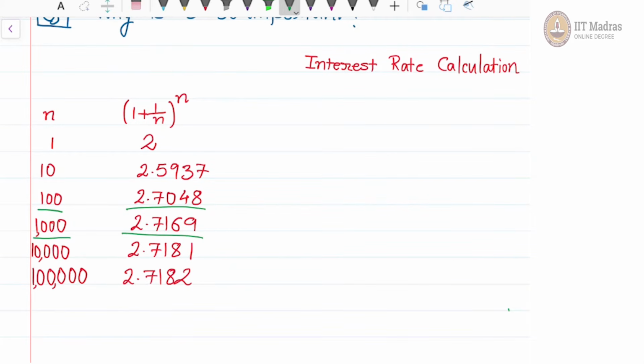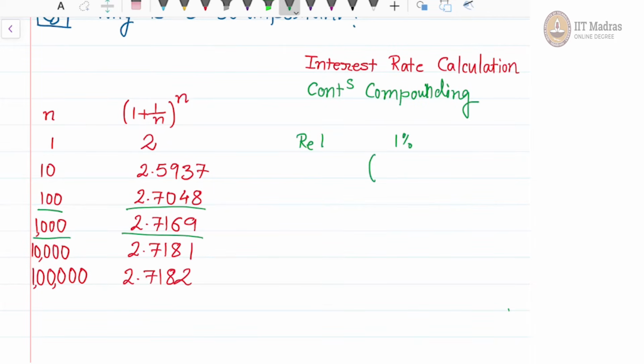Another aspect in which e becomes very crucial is interest rate calculations. You must have heard the term continuous compounding, and continuous compounding actually means taking exponents with respect to e. Let me demonstrate it in this manner. Let us say you have invested rupee 1 in a bank, and the bank is offering 1% interest rate, and you have invested it for 1 year.